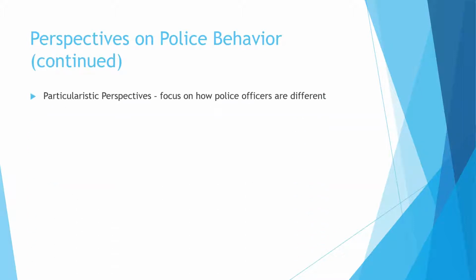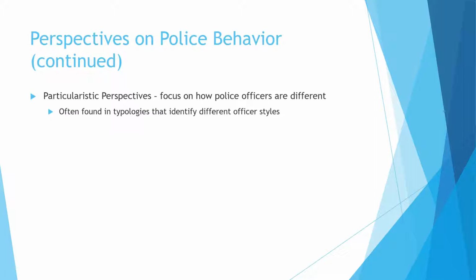The particularistic perspectives, again, focus on how police officers are different. And so we're really looking for not those similarities as we do for the universalistic, what are the things that are common to all police officers, at least some really general traits. Here we're looking at why one police officer in the same environment, in the same department, is different than another police officer. And so often the particularistic perspective is the basis for the typologies, and there are tons of typologies out there.